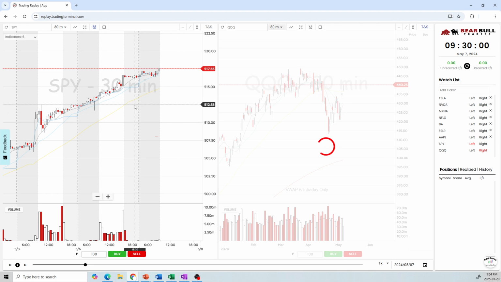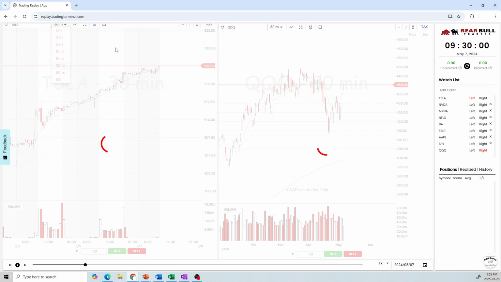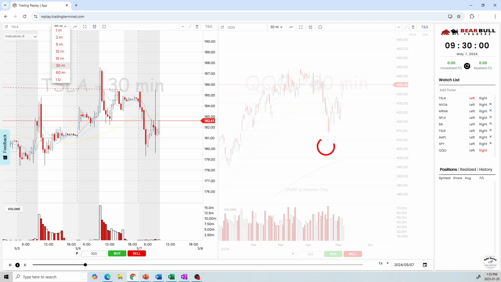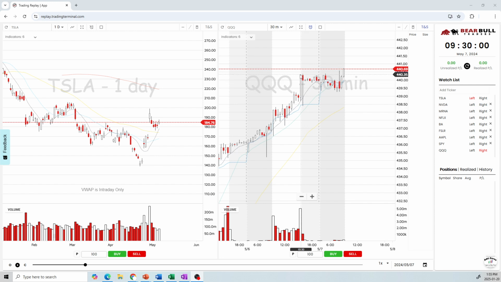Just waiting for the data. Meantime, the Nasdaq is opening, and I'm going to open Tesla. All right, if you look at the Nasdaq now, it is also gapping up in the pre-market, and it is the third gap up as well.